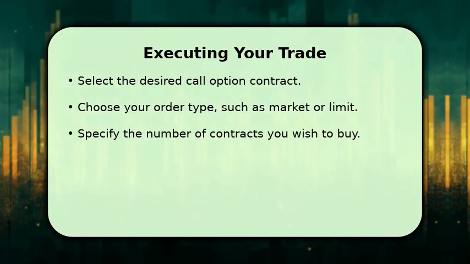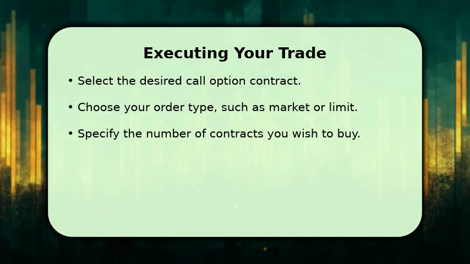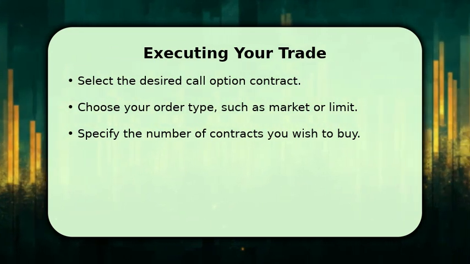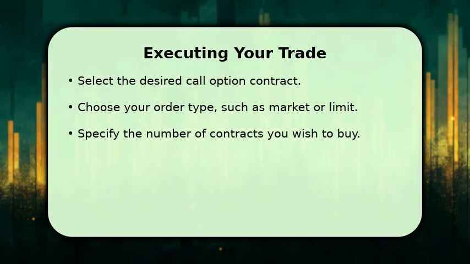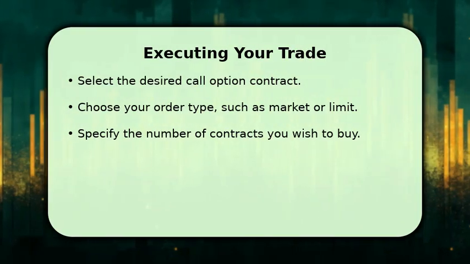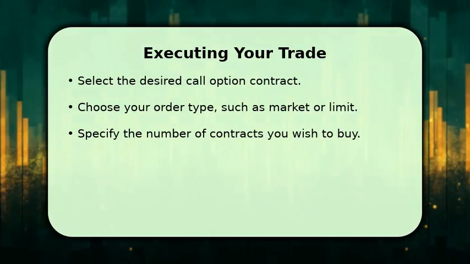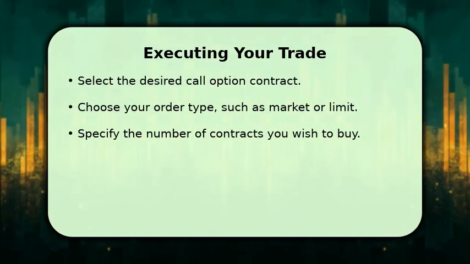Here, you need to choose your order type. A market order executes immediately at the current price, while a limit order allows you to set a specific maximum price. Then, specify the number of contracts you wish to purchase. Remember, one contract typically represents 100 shares of the underlying asset.